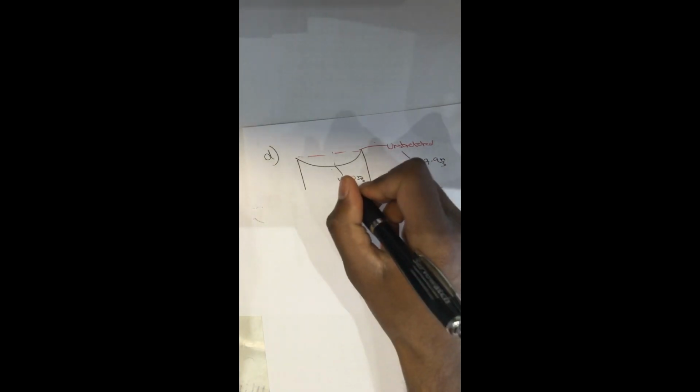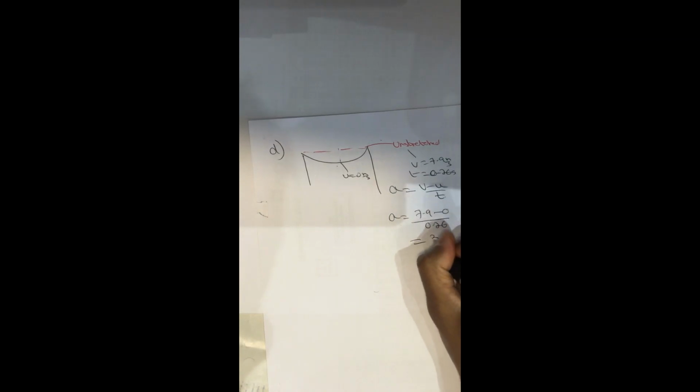and they tell us in the question how long the gymnast is in contact with the trampoline, which is 0.26 seconds. So plugging these values into the equation, 7.9 take away your U, which is 0, over your time 0.26 seconds, you should get your acceleration to be around 30.4 meters per second squared. So this is one way of doing it.